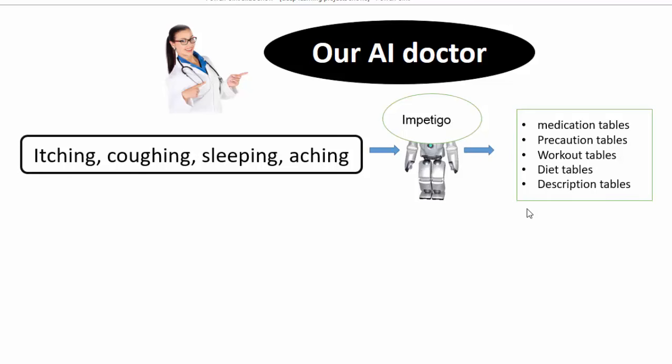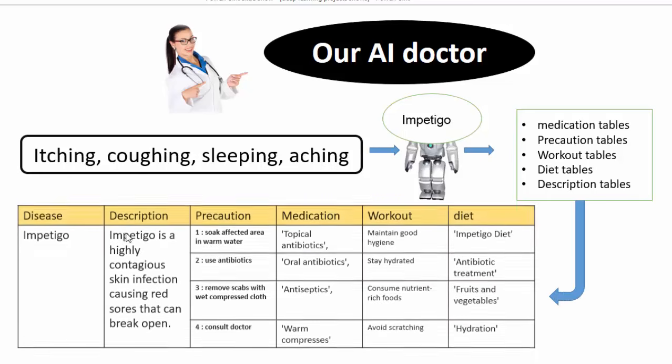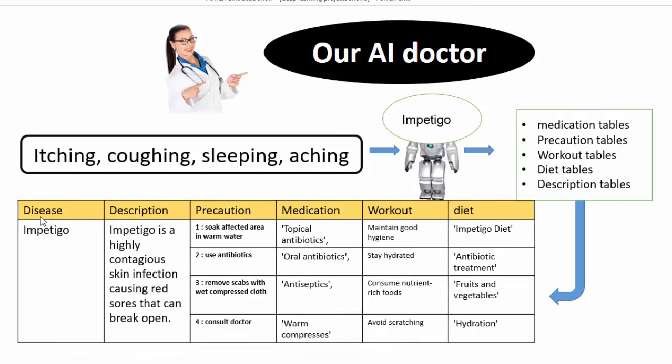Once we get all these, then we will display all these results to our user, like the predicted disease name, the description of that predicted disease, like impetigo is a highly contagious skin infection causing red sores that can break open. Okay, also we have precautions, like soak the affected area in warm water. These are precautions. So this entire system works like a doctor.